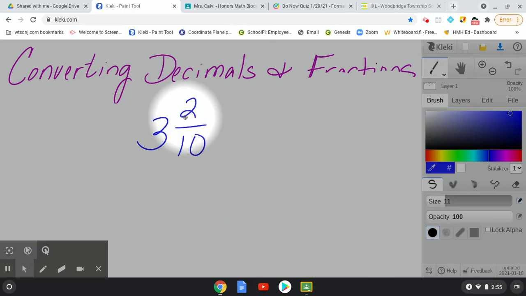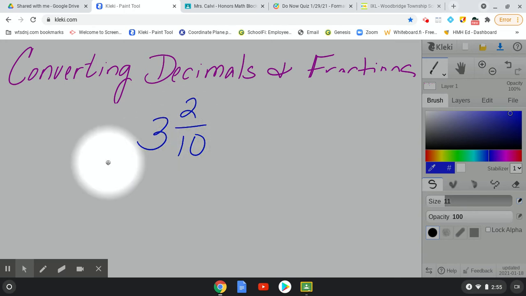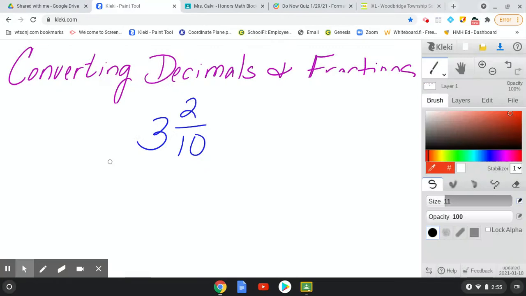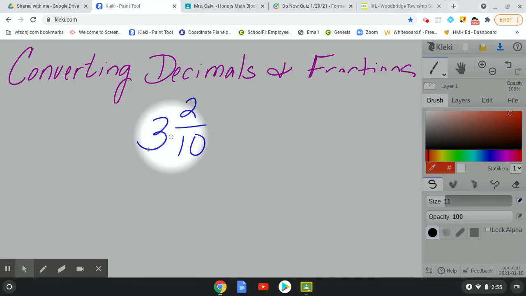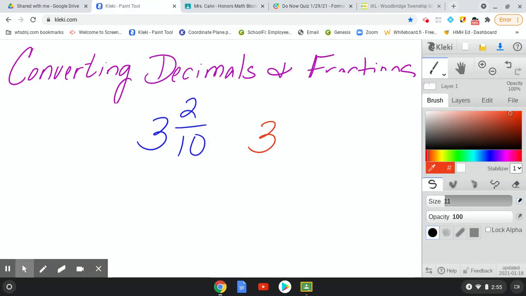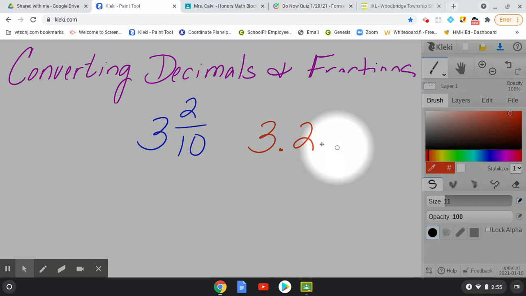Okay? Now let's say we had a mixed number that we wanted to change into decimal form. Okay, so here we have 3 and 2/10. So I want to change this into decimal form. So kind of easy, this one. I'm going to listen to how I read this, 3 and 2/10. I happen to know that this is the tenths place.